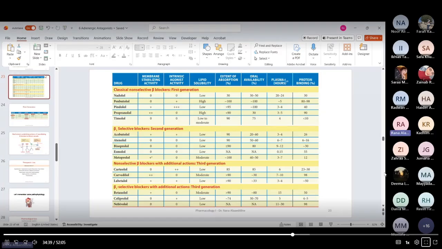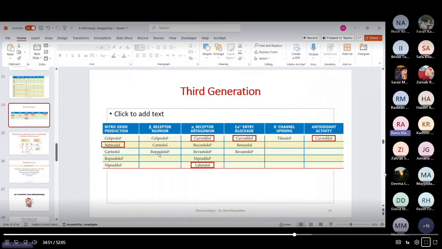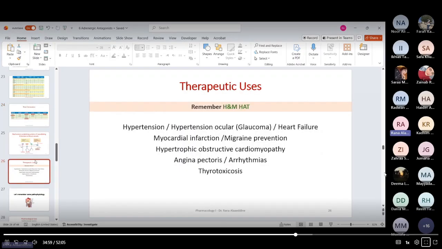All right. Carvedilol. Second generation? Third generation. All right, so this is third. Carvedilol has additional properties that we mentioned: it causes vasodilation and has antioxidant effects. Okay, guys, so this is it. We're not going to continue with the practice. I think this is more than enough.